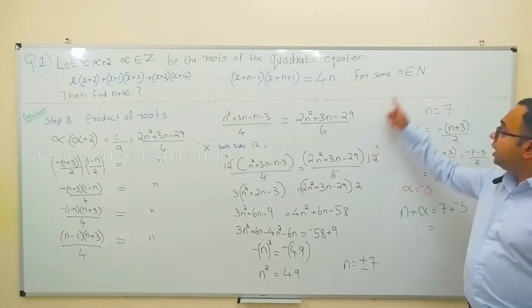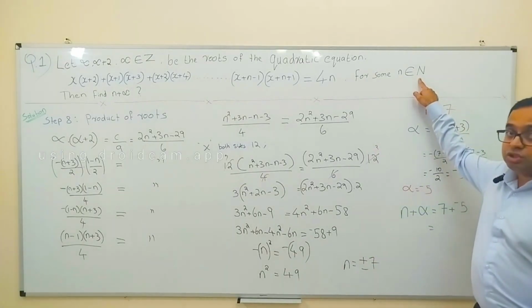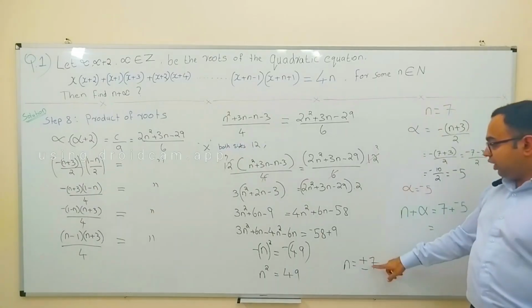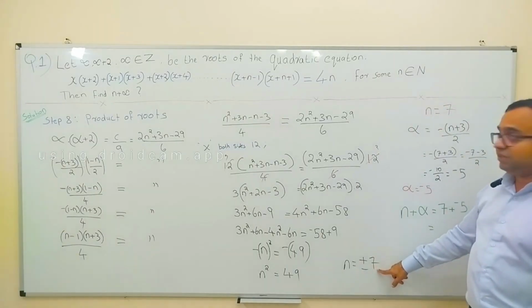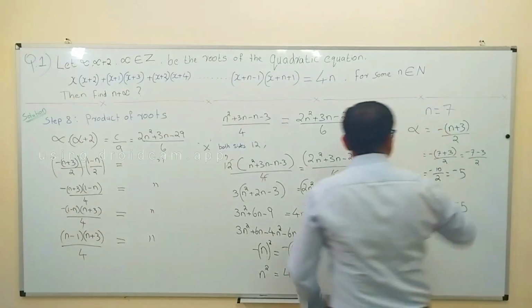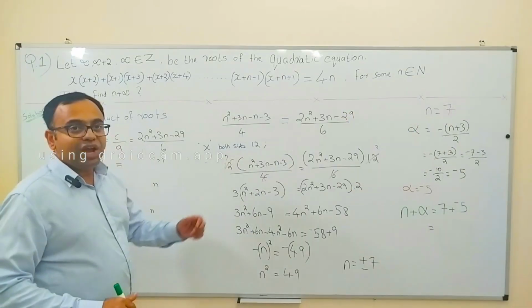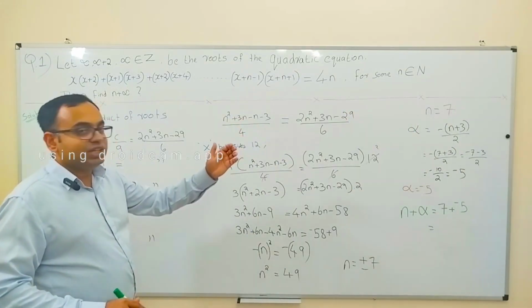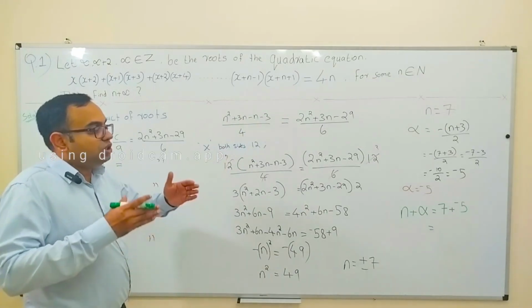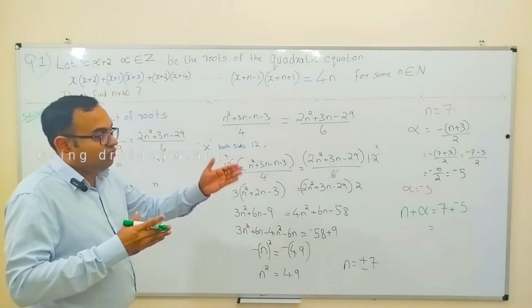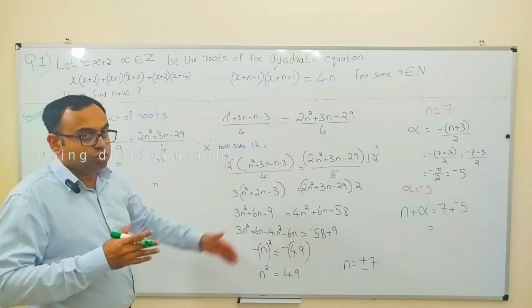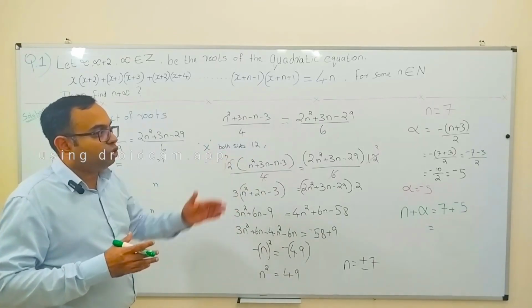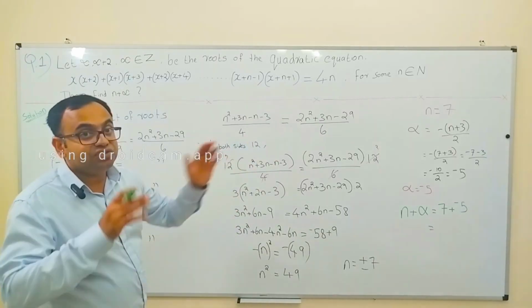We know that n is a natural number, so n is not negative and not 0. So we can only take 7. n is equal to 7. Now we have the value of n, and we need to find the value of alpha. So substitute the value of n in the alpha equation, which is minus (n plus 3) by 2. After substituting the value of n, we got the value of alpha as minus 5.